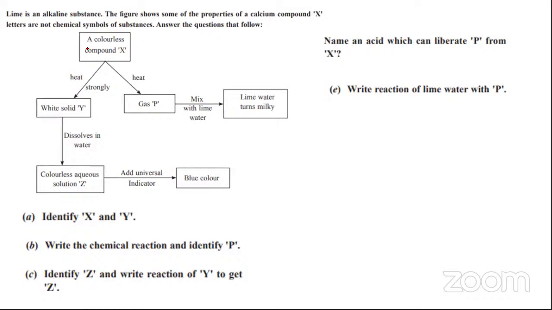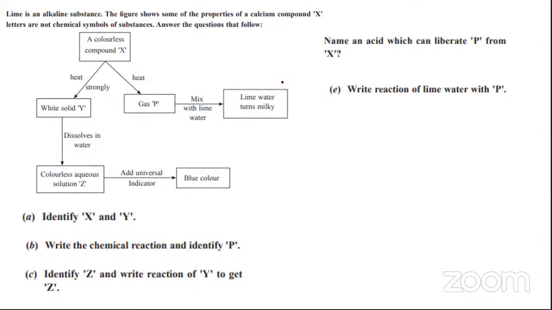Lime is an alkaline substance. Okay. Lime is an alkaline substance. The figure shows some of the properties of calcium compound X. Okay. Letters are not chemical symbols. Answer the question that follows.